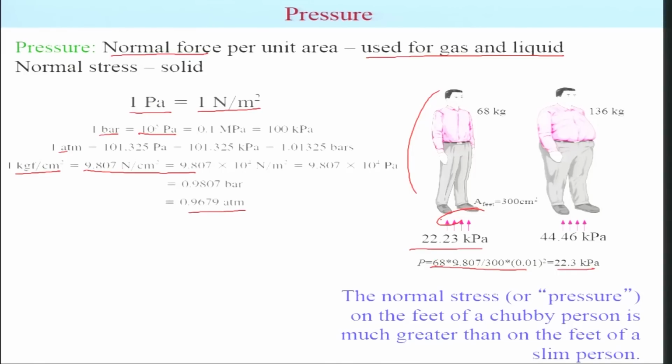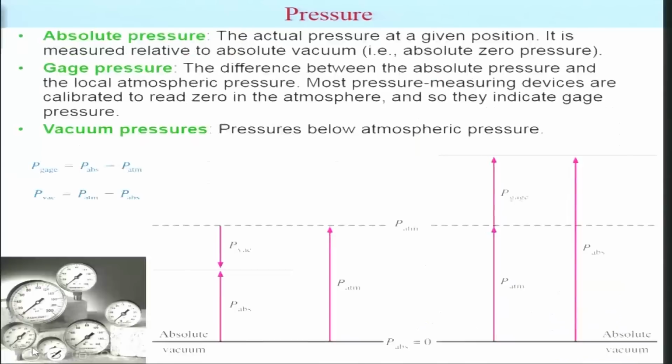So this is your mass, your g, and the area of the feet. We are assuming the area of the feet for this person and a chubby person is the same. Okay, that's an assumption. So considering that this person experiences twice the amount of pressure on his feet, that is the analysis. You can do that.